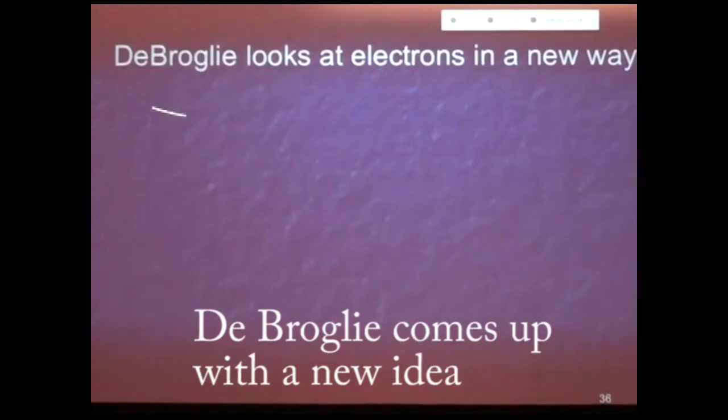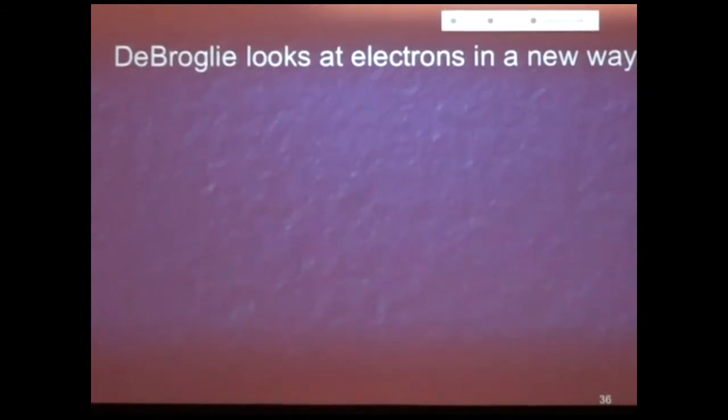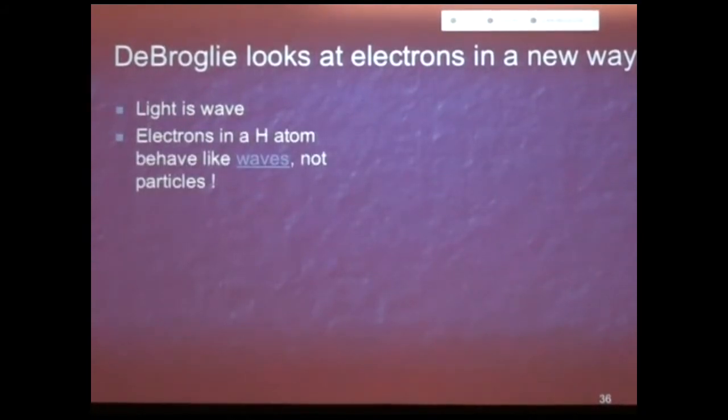This guy by the name of de Broglie said, you know, light is a wave. You all know that. We just saw that. He says electrons, you know, we're looking at electrons like ants crawling around the football field.